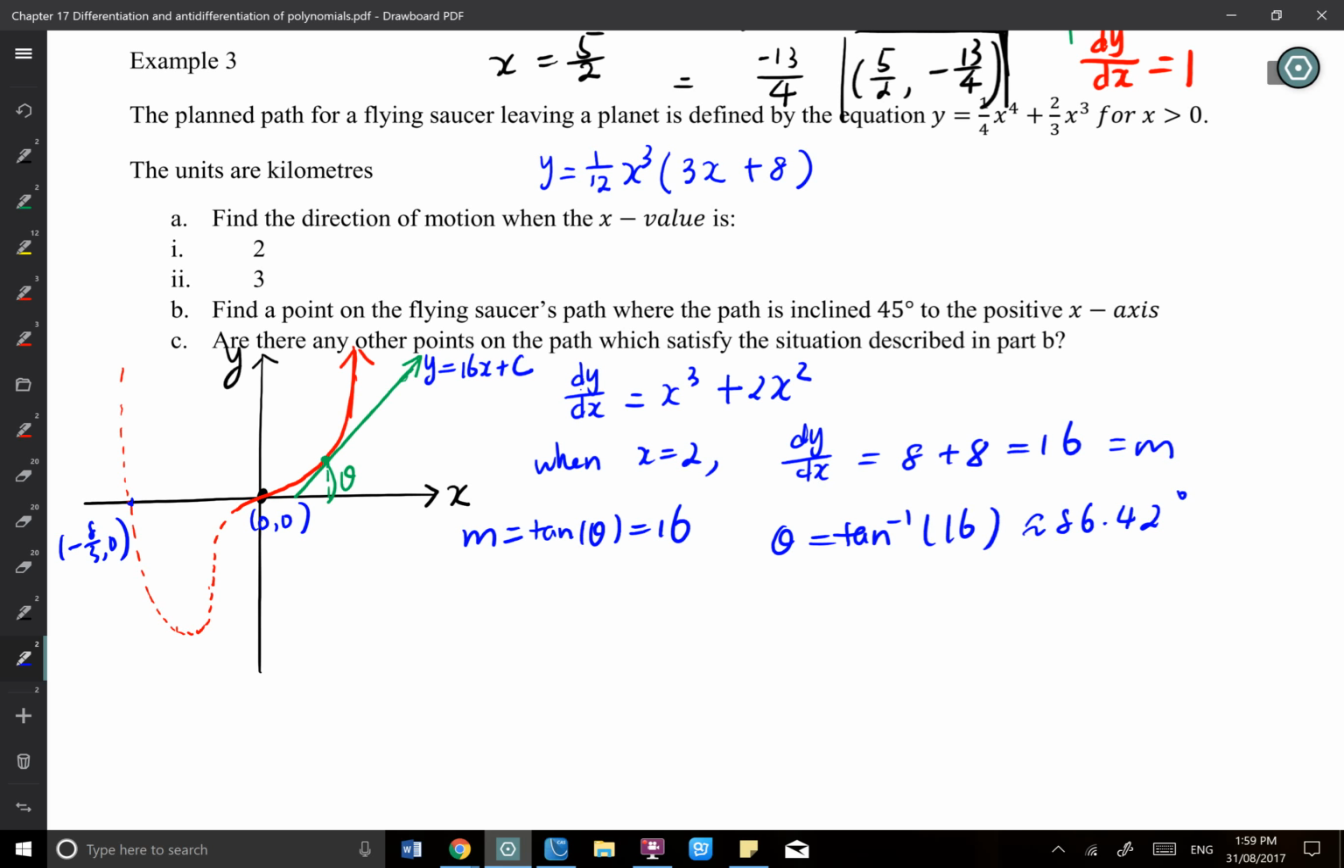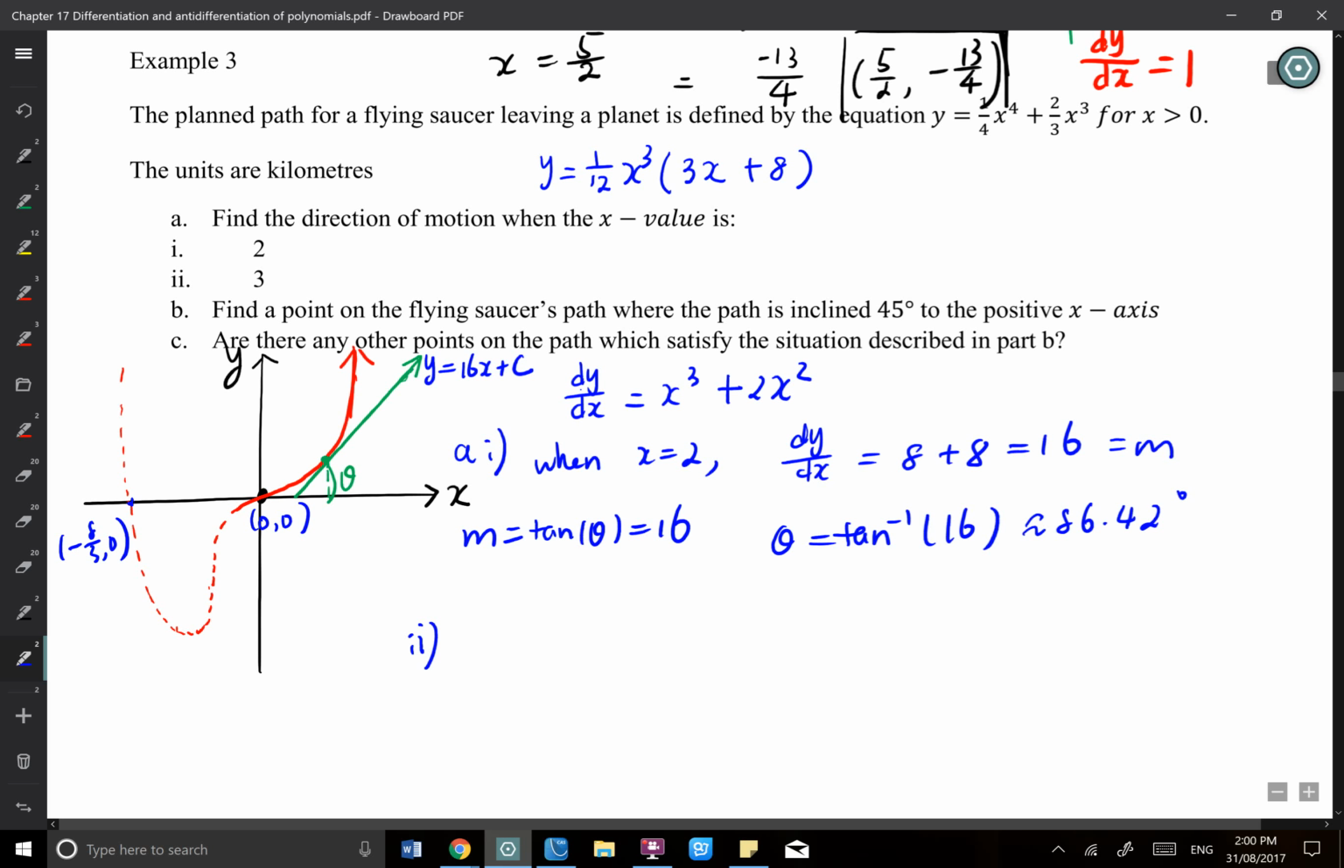Now for part two, x equals 3. Same as before, dy/dx is x cubed plus 2x squared. When x equals 3, dy/dx will be 3 times 3 times 3 is 27, plus 3 times 3 is 9, 9 times 2 is 18, so that's 45. It's not 45 degrees, okay? It's the line with a gradient of 45.